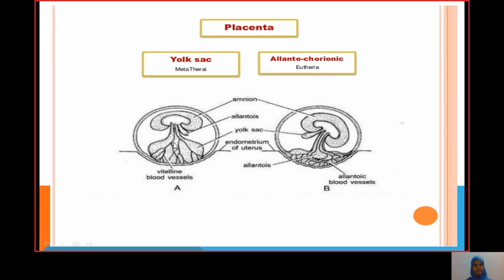This is the yolk sac placenta. This is a yolk sac. Inside the yolk sac, vitelline blood vessels arise, and these vitelline blood vessels take food materials from the yolk sac. That's why it is called the yolk sac placenta. Whereas here, the size of the yolk sac is decreased. Here allantoic vessels play an important role in supplying food materials to the growing embryo or fetus. This is present in the eutherians.